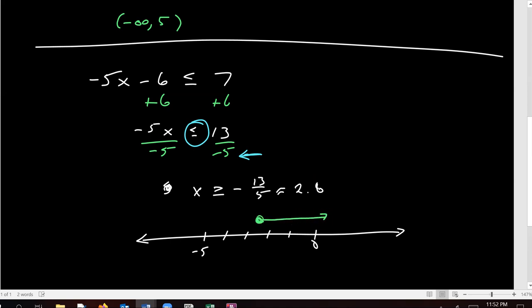So in interval notation, that would start at negative 13 fifths and continue on indefinitely, so it would go to infinity, and infinity always gets a parenthesis.